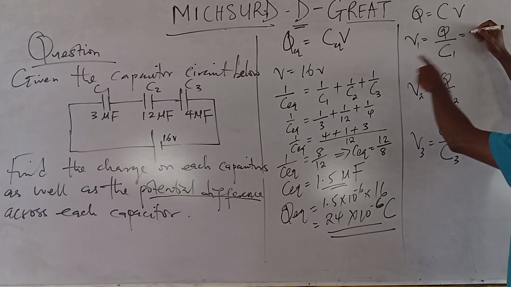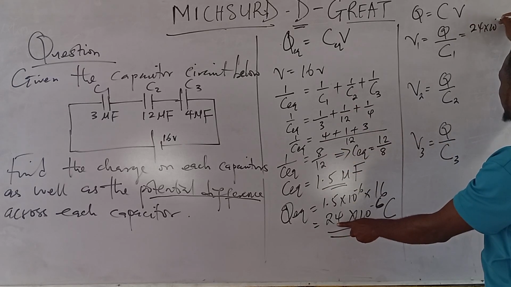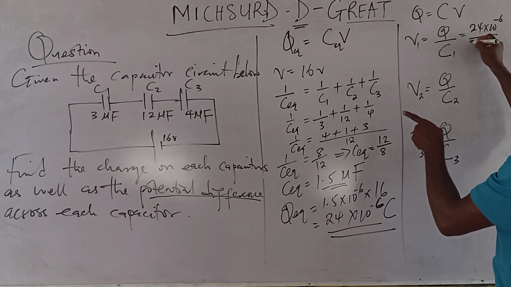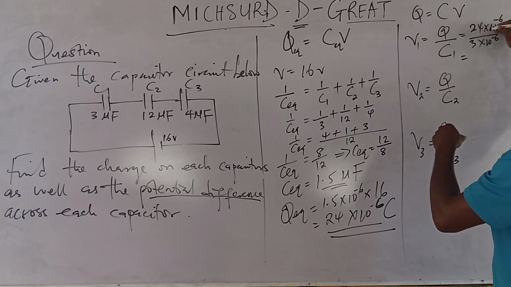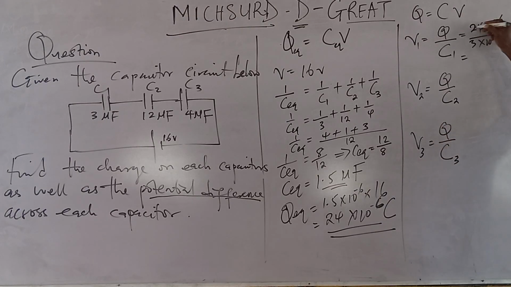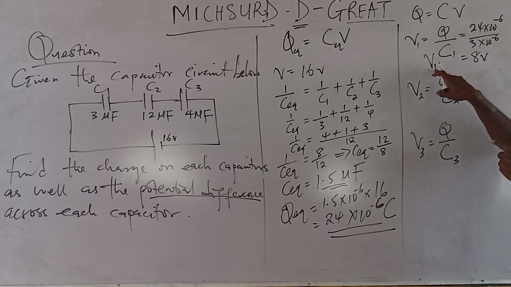So that means we substitute. The charge we got is 24 times 10 raised to the power minus 6, divided by C1, which is 3 times 10 raised to the power minus 6. If we divide, 10 raised to the power minus 6 will cancel out 10 raised to the power minus 6. Then 24 divided by 3, we'll be having 8. So our potential difference in capacitor 1 is equal to 8 volts.